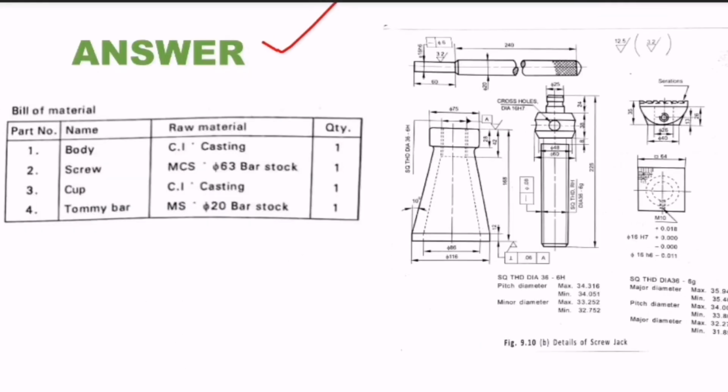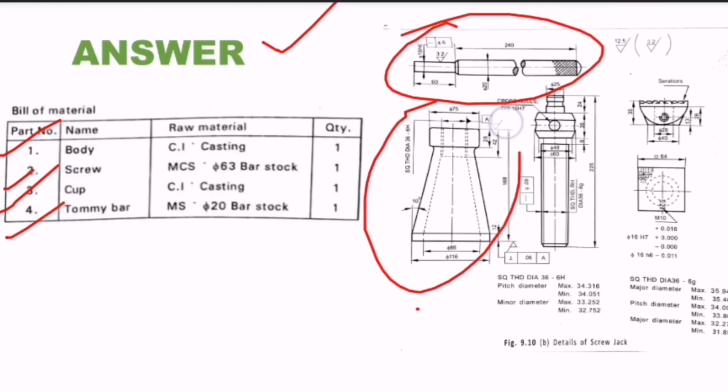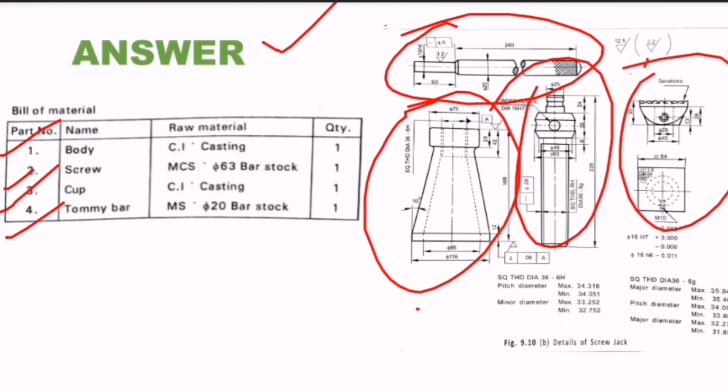This is the first answer, that is, component drawings. So we divide that assembled figure into individual parts like this. The parts are body, screw, cap and Tommy bar. This is a Tommy bar, this is the body, this is a screw and this is a cap. Four individual parts. So dividing these into individual parts and naming it as component drawings.